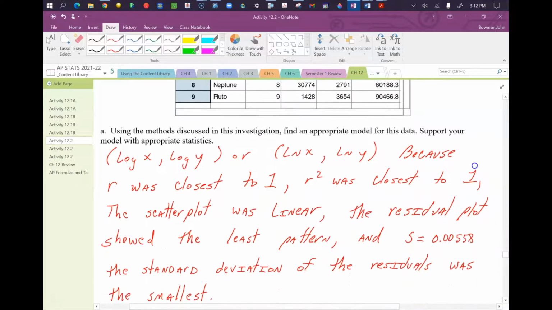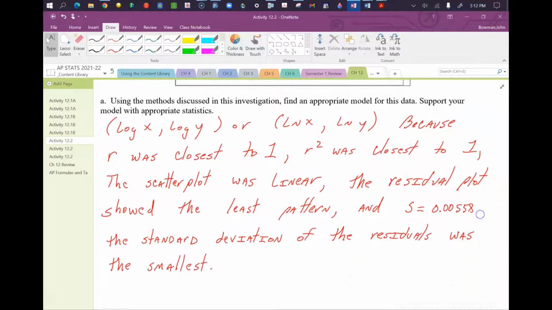So in this case, if you use log x versus log y, or natural log x versus natural log y, that would give you the best linearization of that data. r was closest to 1, r squared was closest to 1, the scatter plot was linear, the residual plot showed the least amount of pattern, the standard deviation of the residuals was the smallest. Those are all great indications that you have the best transformation.